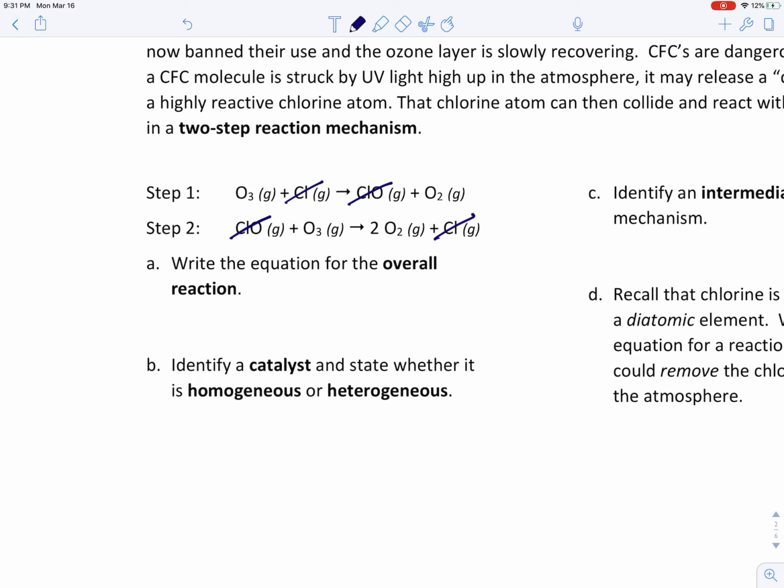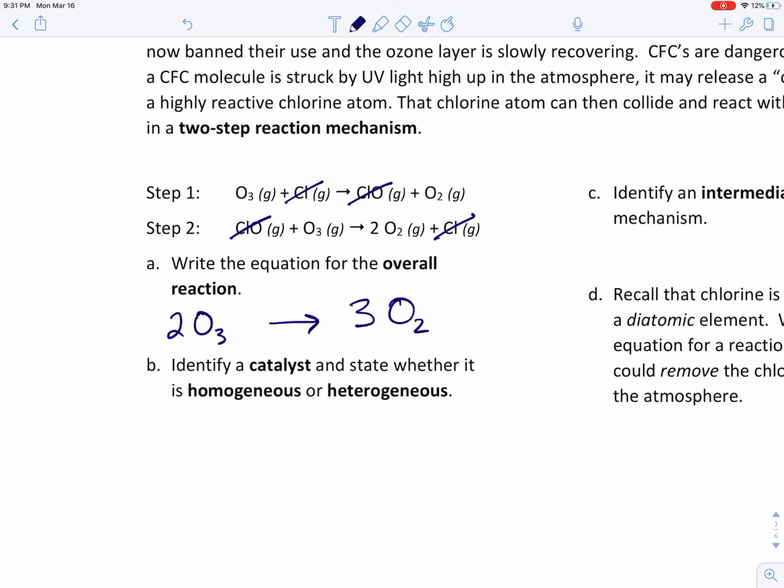The things that appear on both sides of the mechanism can be canceled out. Whatever we haven't canceled out is the overall reaction. So in this case, we have 2 ozone molecules, one from step 1 and one from step 2, and that becomes 3 oxygen molecules, one from step 1 and 2 from step 2.